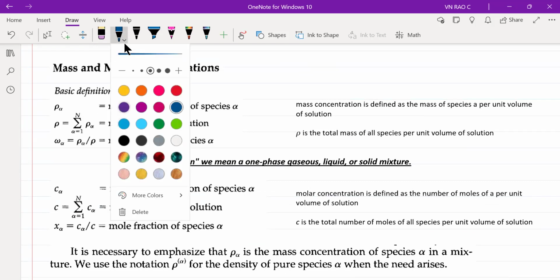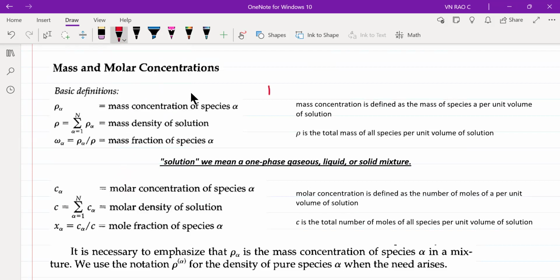Now the mass and molar concentrations. If we look at this particular diagram here, this is part one and this is part two. This particular symbol, rho subscript alpha, is the mass concentration. Here we have something called small c alpha. It is the molar concentration of the species. They both are defined here.